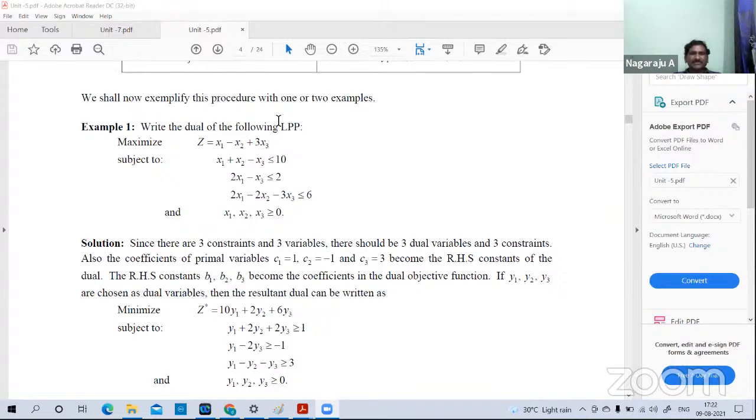10y1 plus 2y2 plus 6y3 is the minimization. The maximization z is converted to the minimum. So this is the objective function. Next, the constraints will follow.